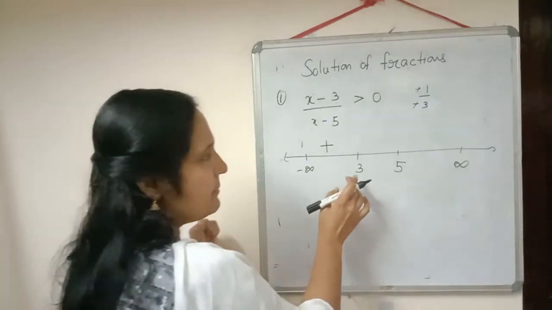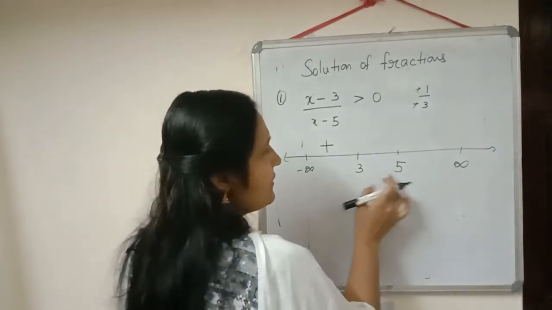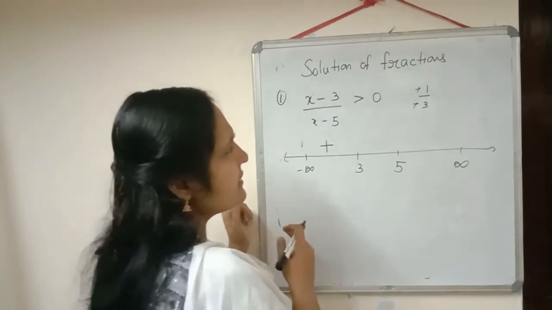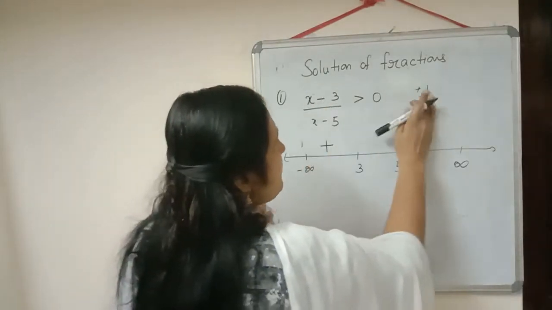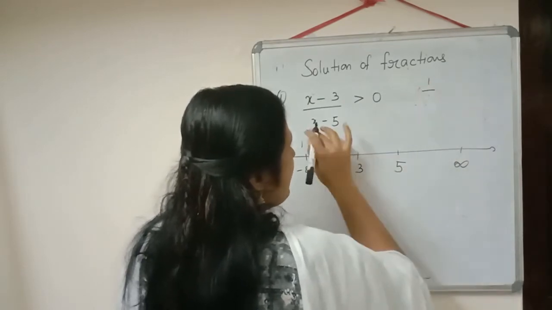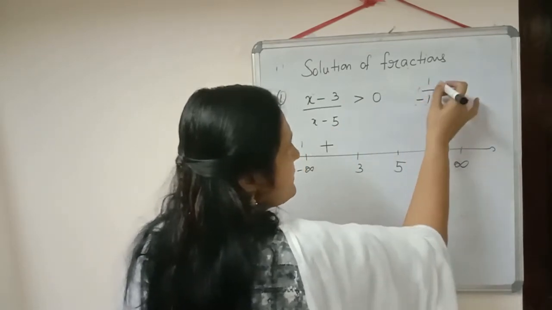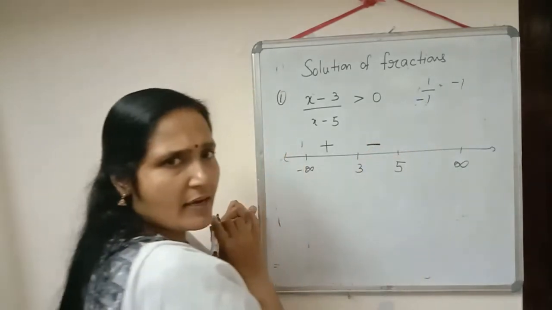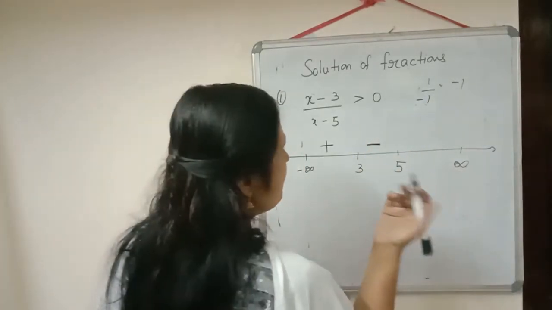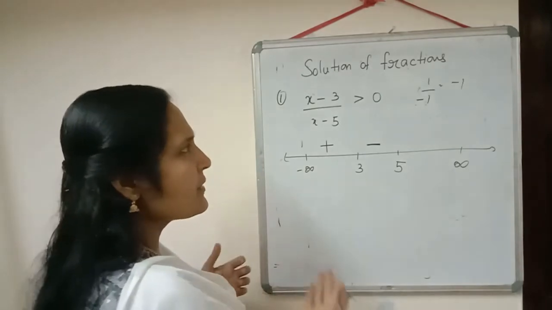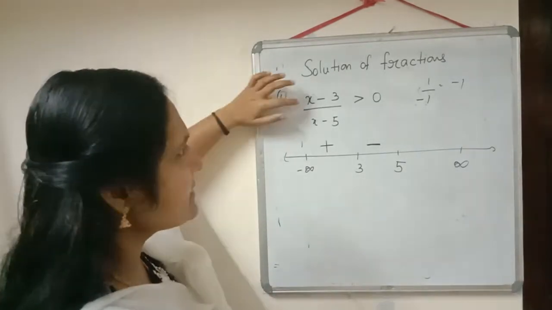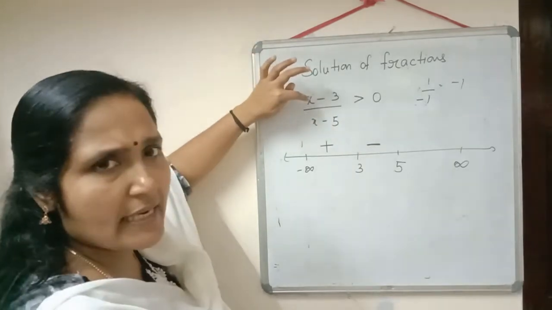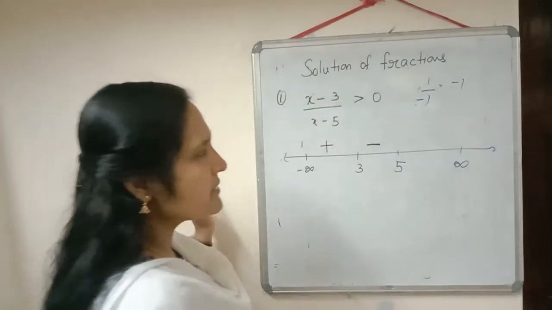Now take a number between 3 and 5. Any number you can take. 4 is there, so just take 4. What will come? (4 minus 3) by (4 minus 5), that is 1 by minus 1. We are getting minus 1. We are getting a negative number here. Correct? And between 5 and infinity, take any number. It is easy for us to take 6. So (6 minus 3) by (6 minus 5). What will we get there? 3. 3 is positive.